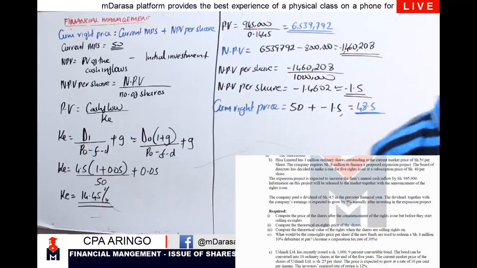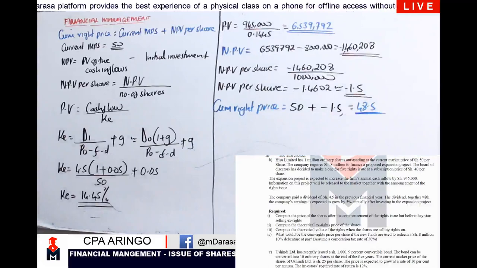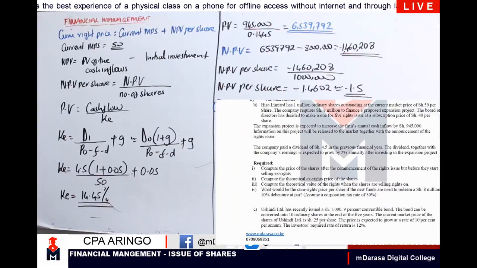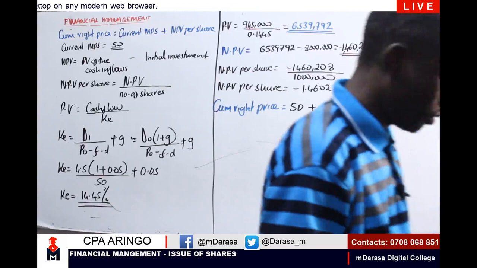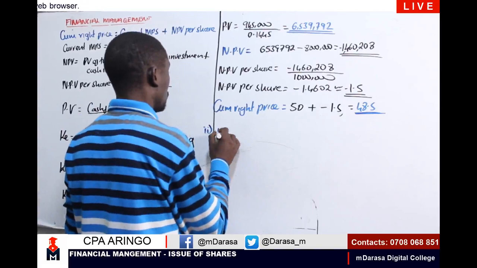We proceed to the second question here. I believe that this question is visible, my good students. So second question, this is what you are asked. Compute the theoretical ex-rights price of the shares. And I believe by what we saw the other time, that would be easy. The examiner wants us to compute the theoretical ex-rights price.